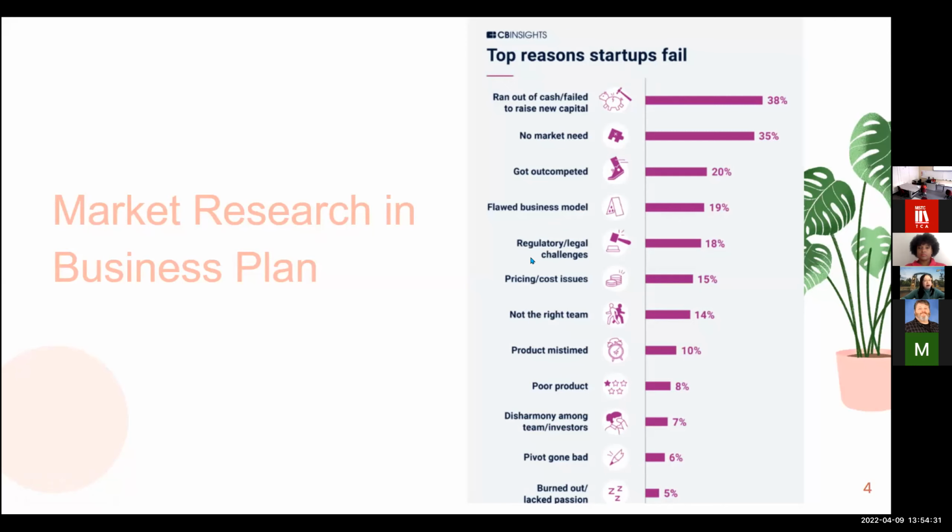Like what is shown on this image, the top reasons that startup fails, among the top 3 reasons, 2 of them, such as no market need or get outcompeted, can actually be avoided by having a clear idea about the target market and competitors.